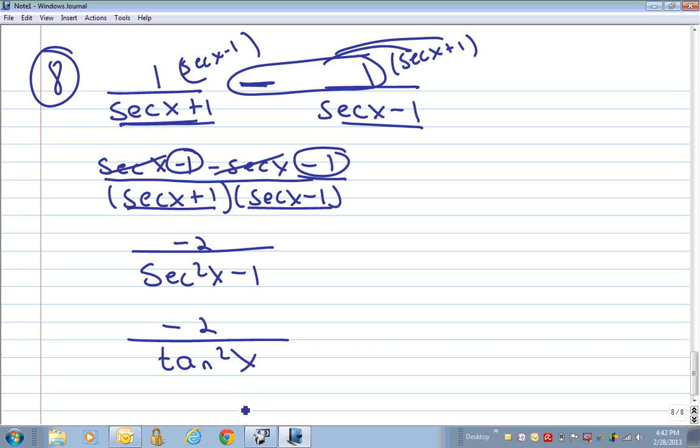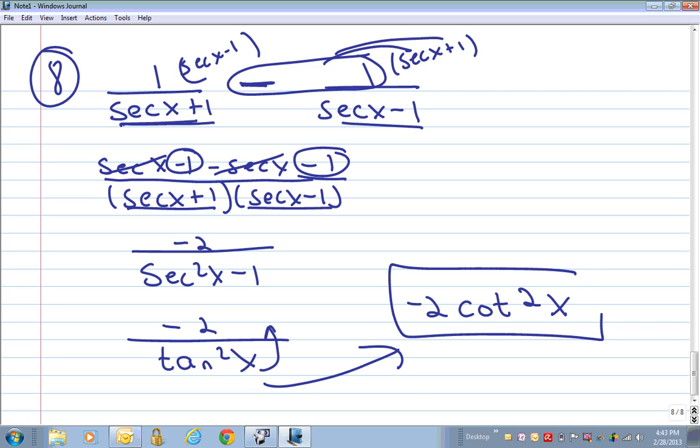The last step would be to make this as simple as we can. Remember, I said if you can keep it from being a fraction, that would be important. So if we take the reciprocal of tan squared x and move it upstairs, 1 over tan becomes cotan. The -2 doesn't change, and so our final answer would be -2 cotan squared x. And that would be your final simplified version. Be really careful. That's probably the hardest part, when you have to do the common denominators.